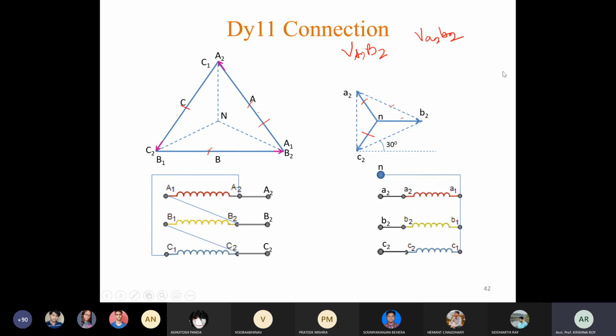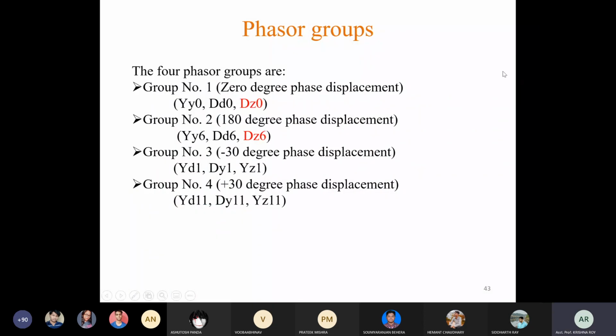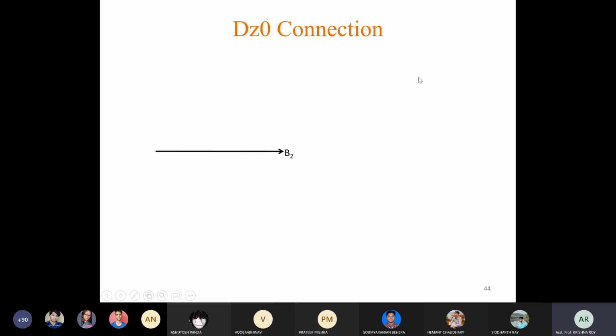Now next we have all the Z connections: DZ0, DZ6, YZ1, YZ11. So first let us consider DZ0 and DZ6. So DZ0. This is our primary side phasor diagram. Phases are yet to be identified. So let us assume this phase as A, this as B, and this is C.